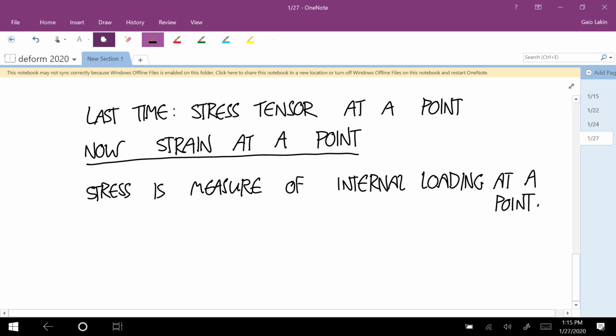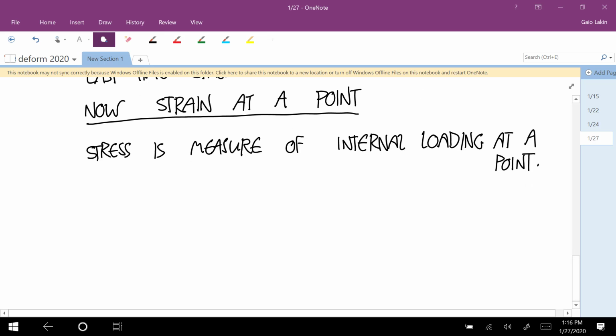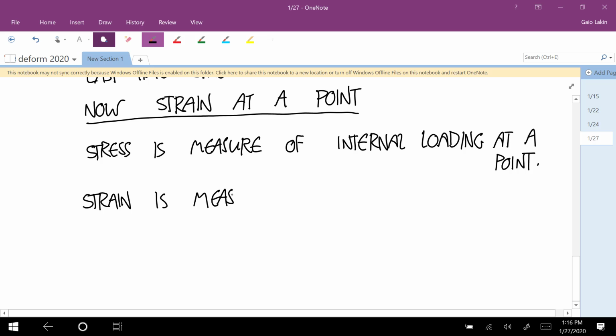What I mean by internal is we're not measuring the loading that some external body is applying to our chosen body. We're measuring the loads that are applied by the surrounding material to hold it together. Strain is a measure of local deformation at a point.